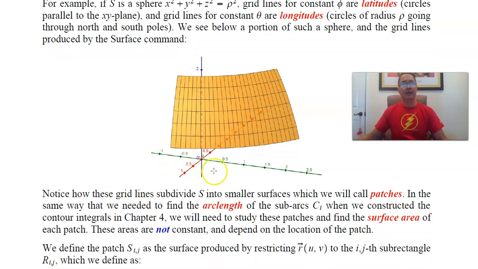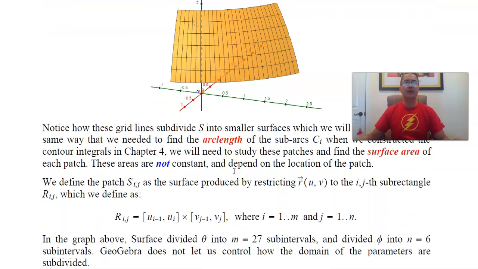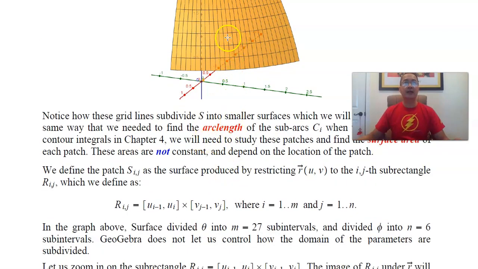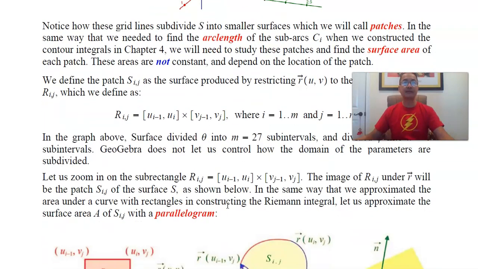So what we're going to do next is, how big is one of these sub-patches? Because when we did the contour integral, we wanted to know how big is one of these little sub-arcs on our curve C. Now we are going to zoom in on one of these sub-patches. Where does it come from? It comes from one of the little pieces of birthday cake that we saw on the last page. That's from u_{i-1} to u_i, v_{j-1} to v_j, one of the sub-rectangles.